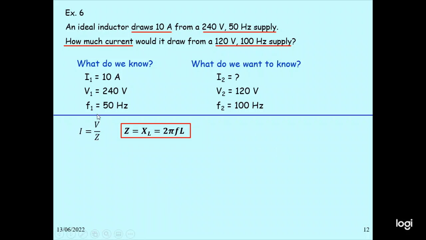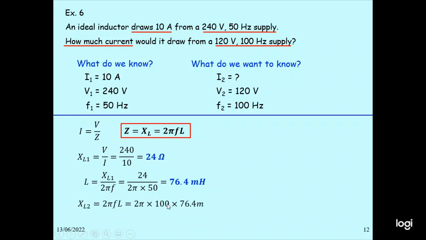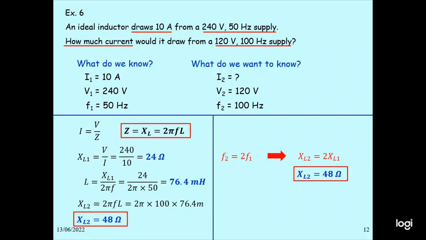So in this case, I equal to V by Z, Z equal to X_L equal to 2πfL. X_L1 is V by I, 240 by 10, so you got 24 ohm. So L equal to X_L1 by 2πf, 24 by 2π into 50, you got 76.4 millihenry. X_L2 is 2πfL, so 2π into 100 into 76.4 millihenry, then you got 48 ohm. Then frequency f2 is 2f1, so X_L2 is 2 X_L1, so you got 48 ohm. Then here you got I2 is 120 by 48, so I2 is 2.5 ampere.